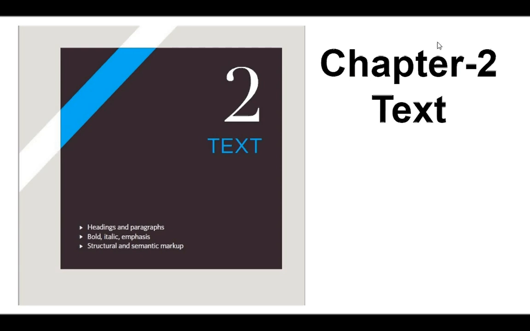Okay, so without further delaying the time, we'll start the second chapter called text. In this chapter, we learn about text formatting in HTML documents and the tags used to format many of the contents in the paragraph. For example, the content needs to be italic, bold, emphasize, subscript, superscript, etc. What we are going to learn in chapter 2 is headings and paragraphs, bold, italic and emphasis, structure and semantic markup.